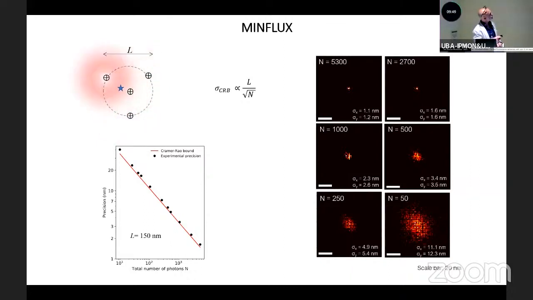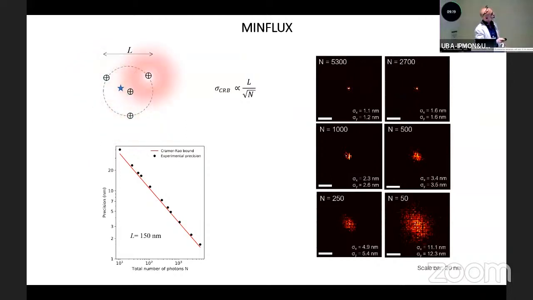But if you do that, then the localization error still depends, of course, on the shot noise, no doubt. But now in the numerator, you have L. And L is the distance, the size of this excitation pattern. And if you use zeros of light, you can make this L as small as you want. Basically, you can zoom in and be more and more precise. Okay, I will explain this a bit more later.